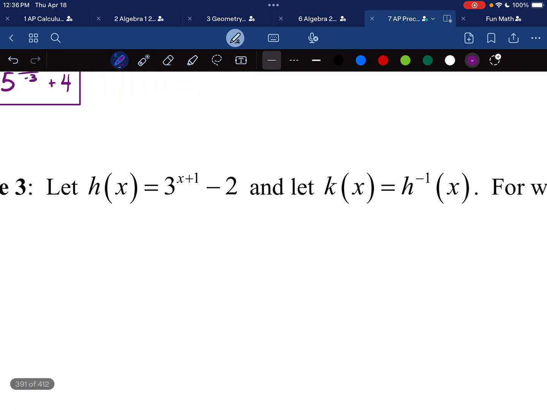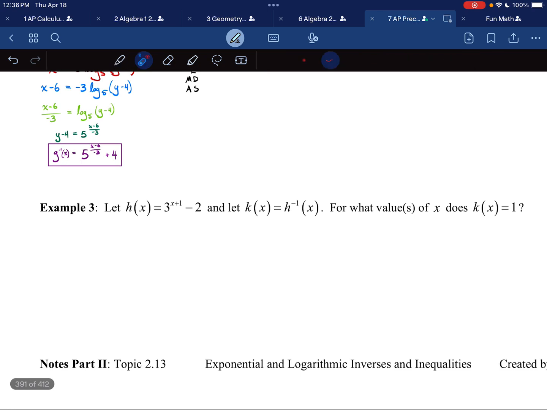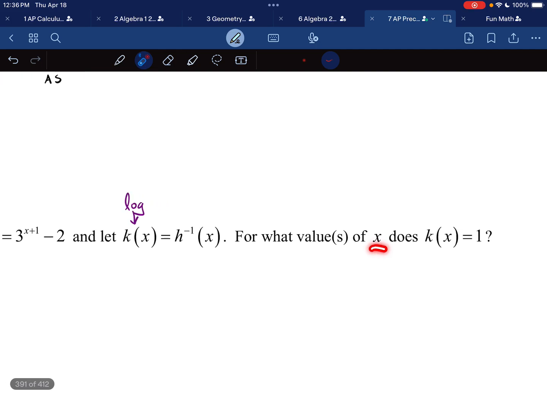Moving on to example 3. All right, so this one is tricky. Look at how this question is being asked. We have a function, it's an exponential function, and it's this thing right here. And k is the inverse function, which means k is some sort of log, because that's the opposite of an exponential. It's asking, what value of x makes k, that log function, output 1? And this is just knowing the definition of an inverse.